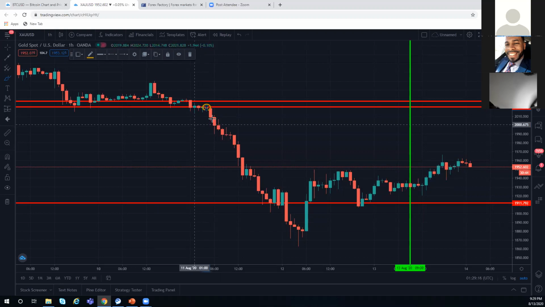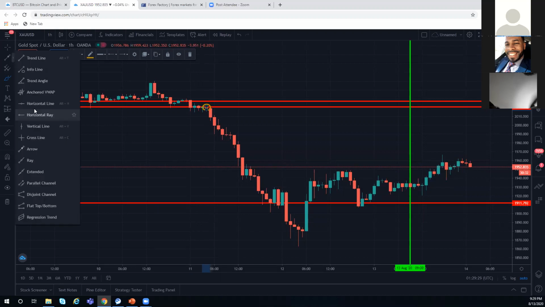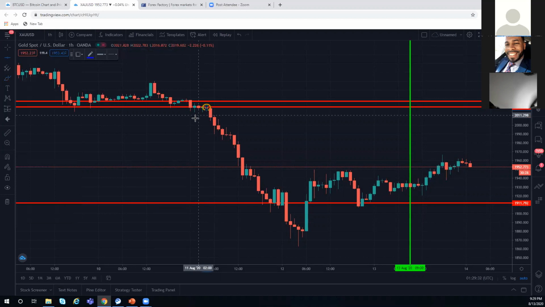Okay. And because that next candle was a red or a bearish candle and it closed outside of that zone, I knew right at this moment that this is going to be a buy. I mean, I'm sorry, a sell right here.